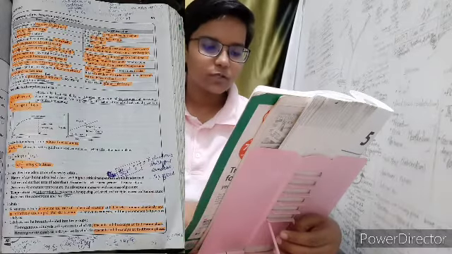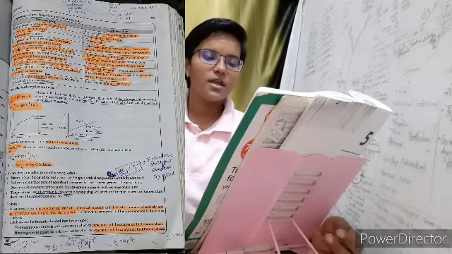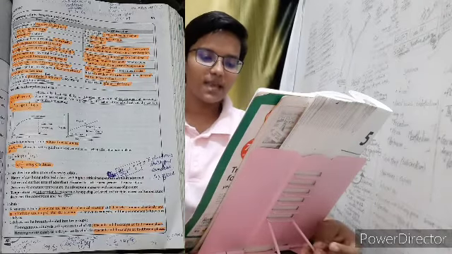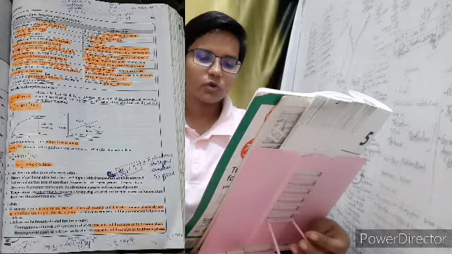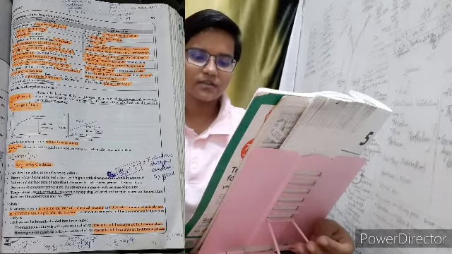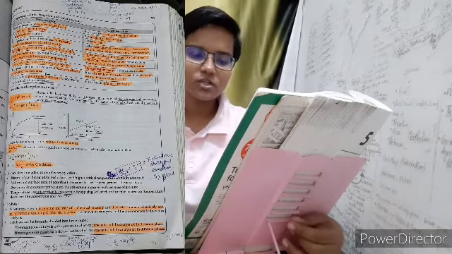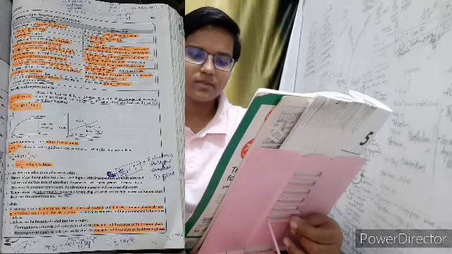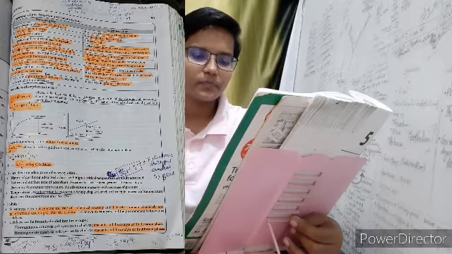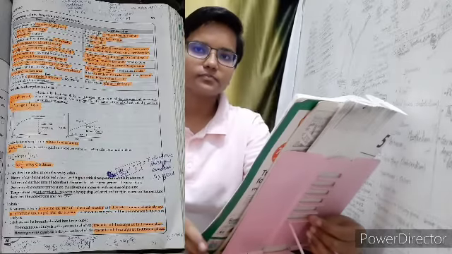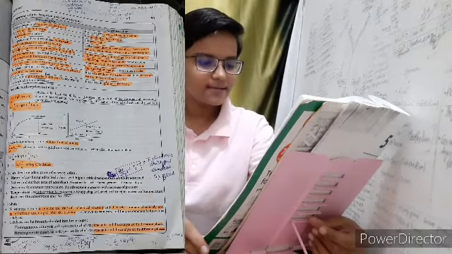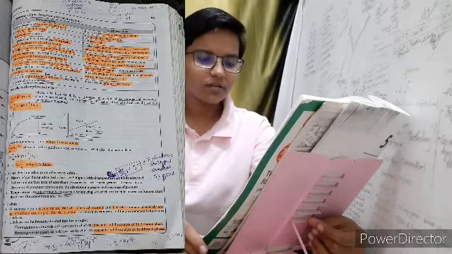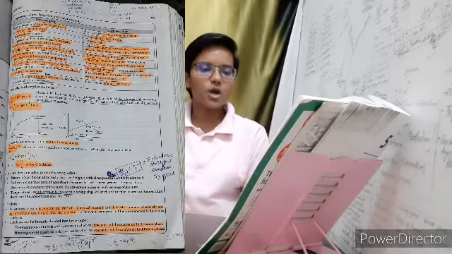Factors affecting adsorption of gases by solids. Nature of gas being adsorbed: gases with higher critical temperature are easily adsorbed, since critical temperature is 8a upon 27Rb. The temperature above which a gas cannot be liquefied is the critical temperature. Nature and surface area of adsorbent: greater the surface area, greater is the adsorption.